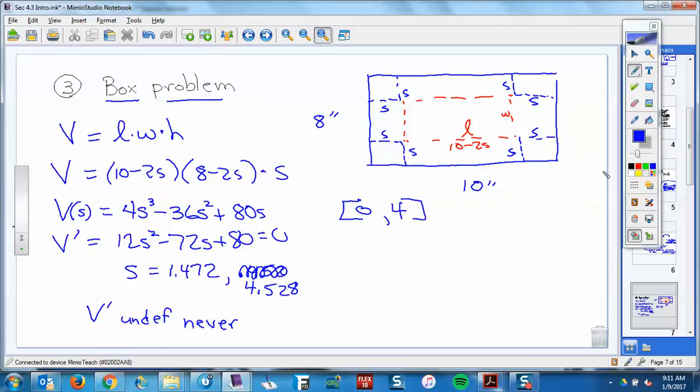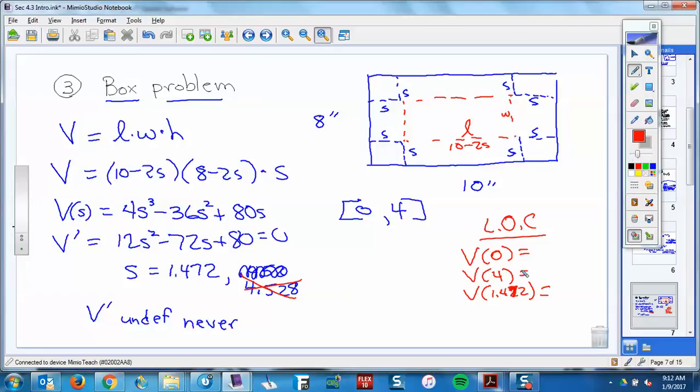Now what's that tell me? I can take out the 4.528 as a candidate, because it's not going to be possible. If we try it in there, we'll probably get a negative volume, right? Which would clearly not be good. And so the next step is the list of candidates. We're going to do V of 0, V of 4, and V of 1.472, of course being very careful not to round that, but plug in a few more decimal places, and we're going to plug that into our volume.